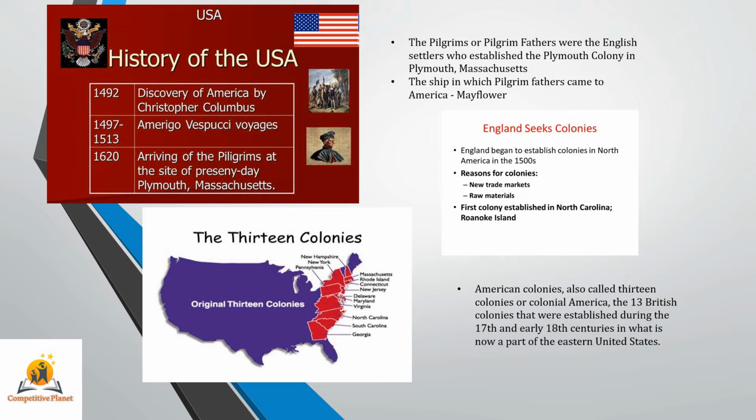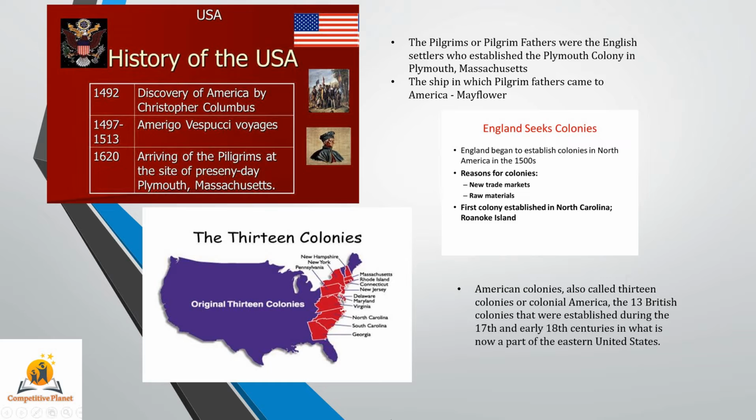This question was asked in a previous examination: through which ship did the pilgrim fathers come to America? It is the Mayflower. The ship name is Mayflower. So the earliest colonies of America were established by these pilgrim fathers.